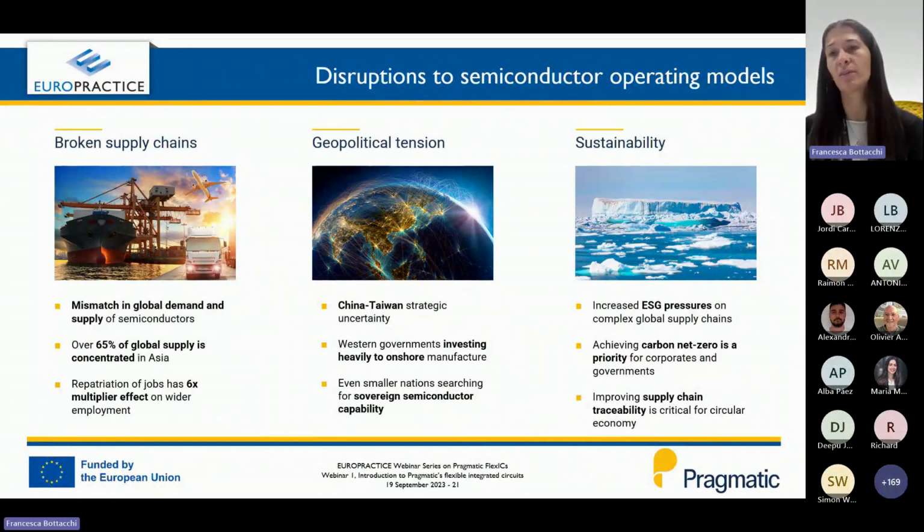And then, of course, we have the sustainability problem. Silicon manufacturing is really non-sustainable, especially because the volumes will only increase in the future, so it will become even less sustainable. There's a lot of ESG pressure on the supply chain, and also a lot of pressure to improve the traceability of the supply chain for semiconductors. And all governments and companies are really investing heavily to achieve net carbon zero.